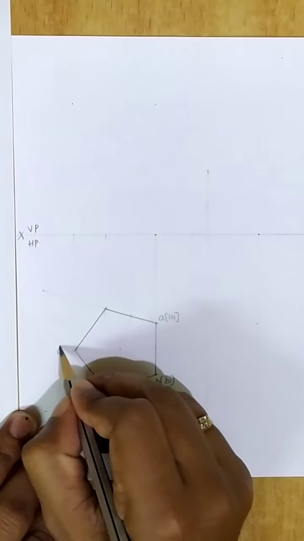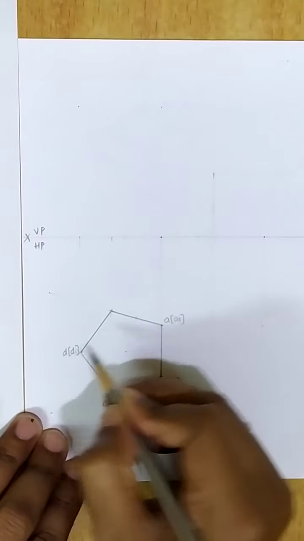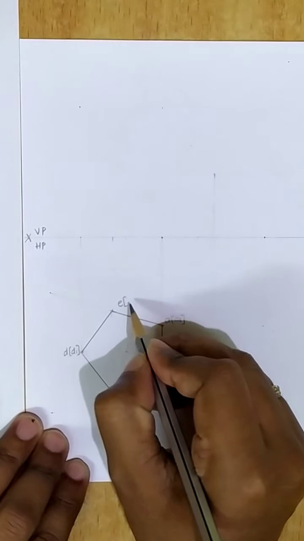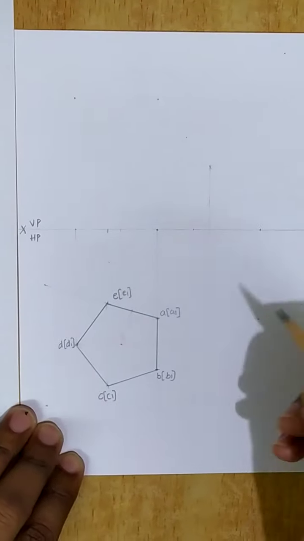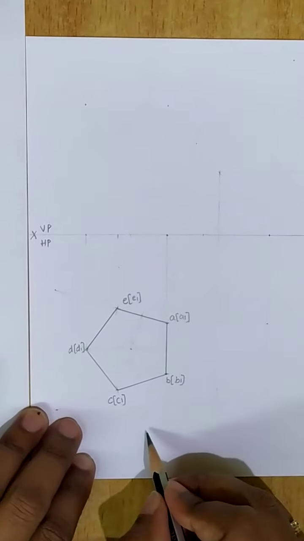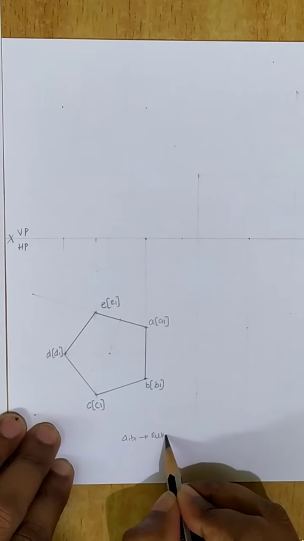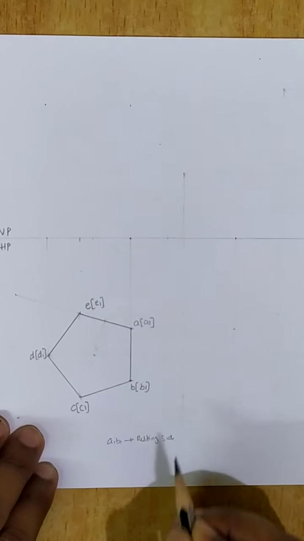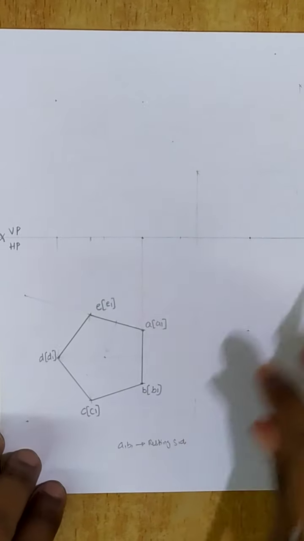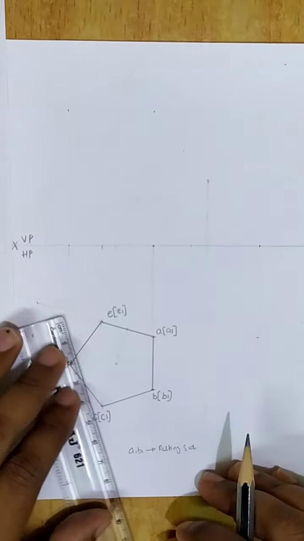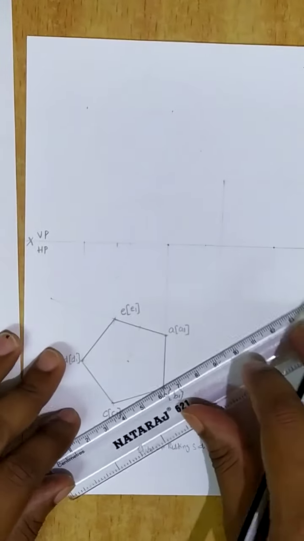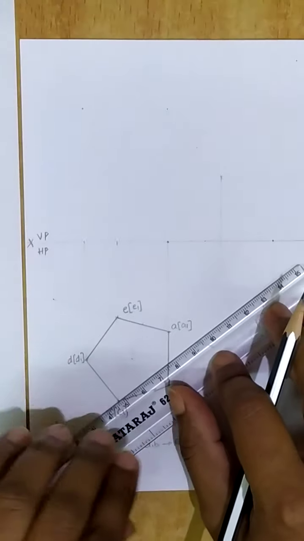We have to do the namings in the cyclic order. Either you go in the anti-clockwise direction or the clockwise direction. Here I say that A1 B1 is my resting side. So that is your resting side. Once after doing the naming, I'll go with the dimensioning. What is the size of the pentagon? That we need to mark.